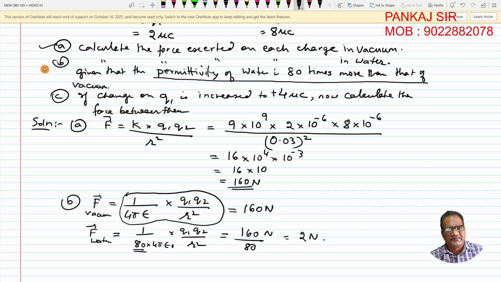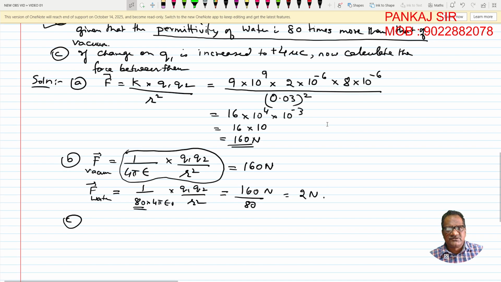The answer for the B part of the question is, in water, since the permittivity is increased by 80 times, therefore the force will be decreased proportionally. So you have to do 160 divided by 80, get 2 Newton. The force between the two charges will be repulsive because both are positive charges, and now the magnitude of the force will be 2 Newton, decreased. Okay, C part of the question, let us answer this.